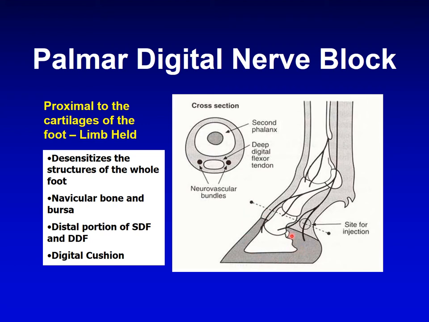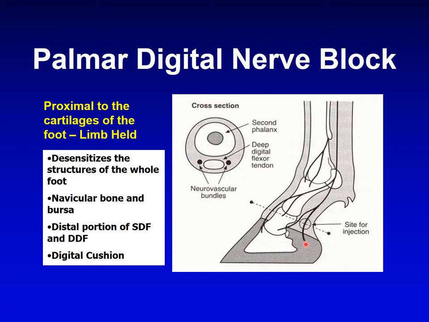So if the problem is in one of these structures, that means this nerve block will eliminate the problem. So if the lameness is caused by one of these structures, then when you block the nerve, the lameness is gone. If it did not work, then you have to go to the next nerve block. Of course, here, before we go to the next nerve block, we have to know that the palmar digital nerves will be blocked. Both medial and lateral palmar digital nerves will be blocked.